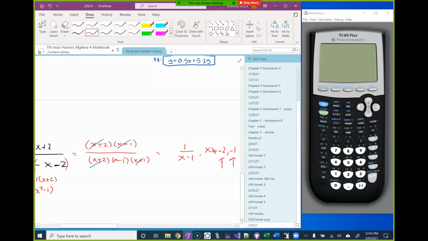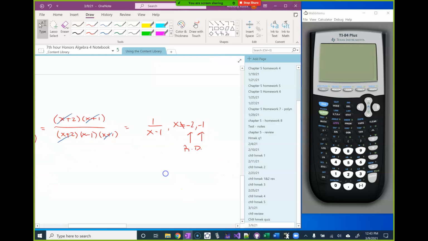The nice part here is this is just a simple rational function, so I'm just going to treat it as such. This actually reduced more than I was planning on it to, because I tried hard to get this to work out and then I still screwed it up. But whatever. So here the vertical asymptote is x equals 1 and the horizontal asymptote is y equals 0.